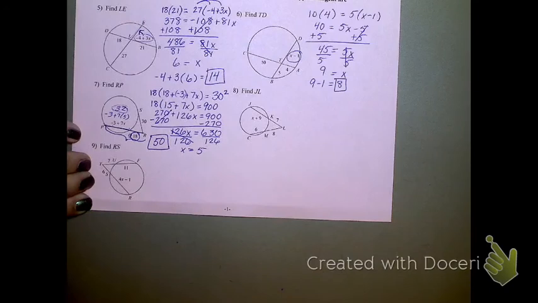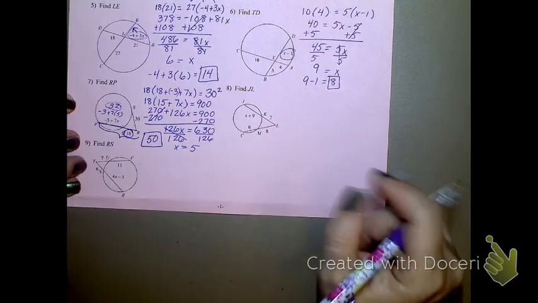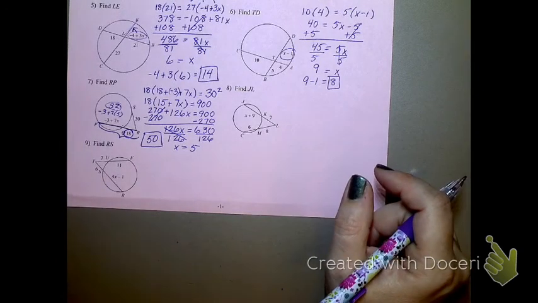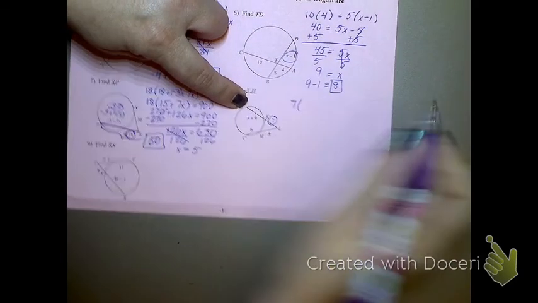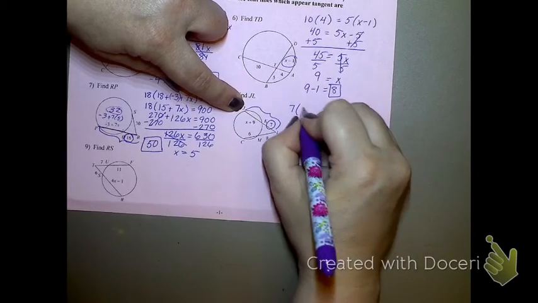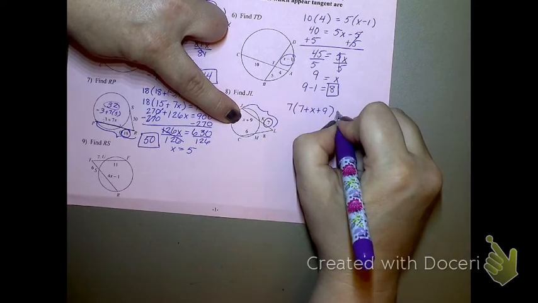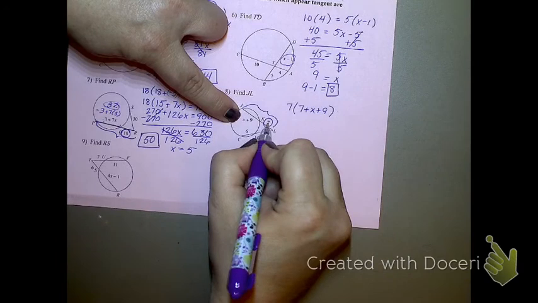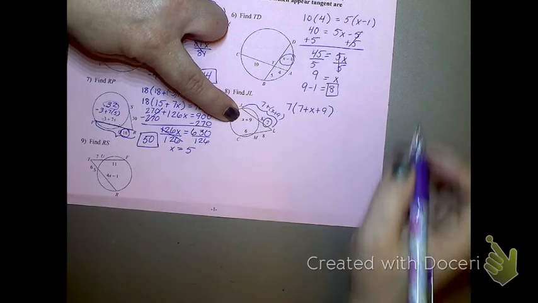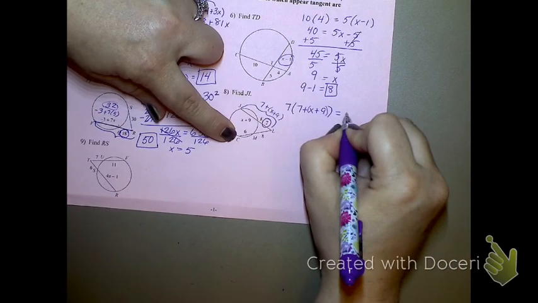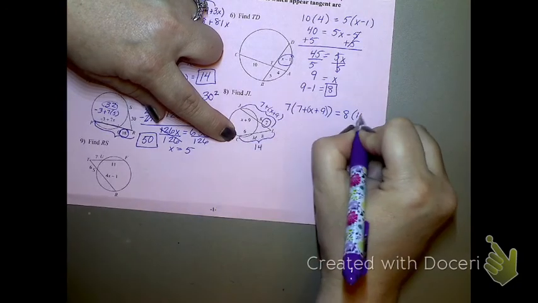Okay? All right. Find JL. So these two, 8 and 9, are just like 1 and 3, where we're going to have to do the outer part times the whole thing is equal to the outer part times the whole thing. So 7 times the whole thing. What's the whole thing? 7 plus x plus 9, right? Equals 8 times what? 14, because the whole thing is 14.